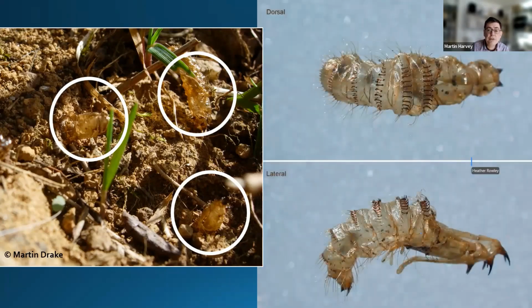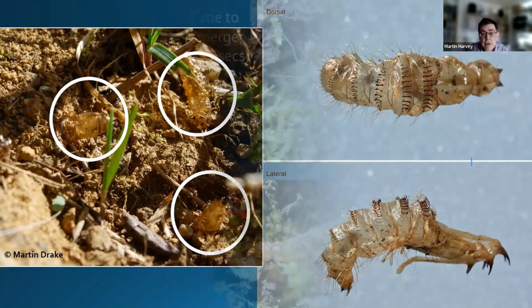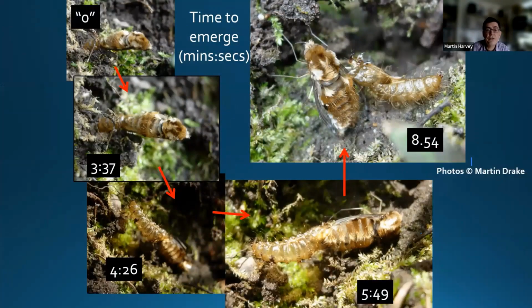And the pupal cases themselves are quite fascinating structures. These are a couple of photos by Mark Taylor showing the amazing range of spines and hairs on the pupa of the bee fly. And the long spines at the front end seem to be used to help it dig itself out of the ground and get up to the top of the soil in order for it to be able to emerge from the pupa. Martin Drake was able to observe this emergence and time what was happening.